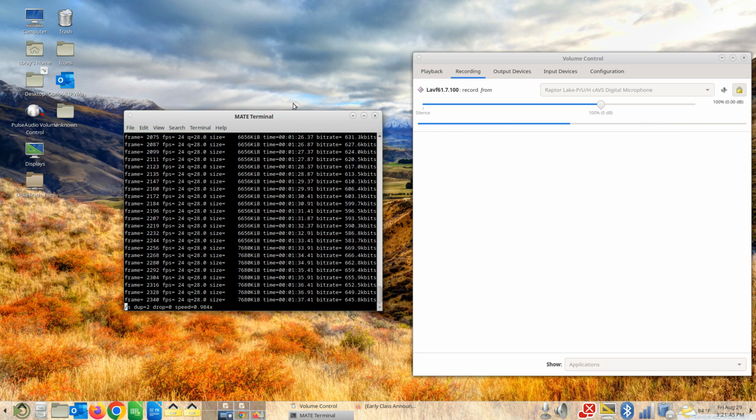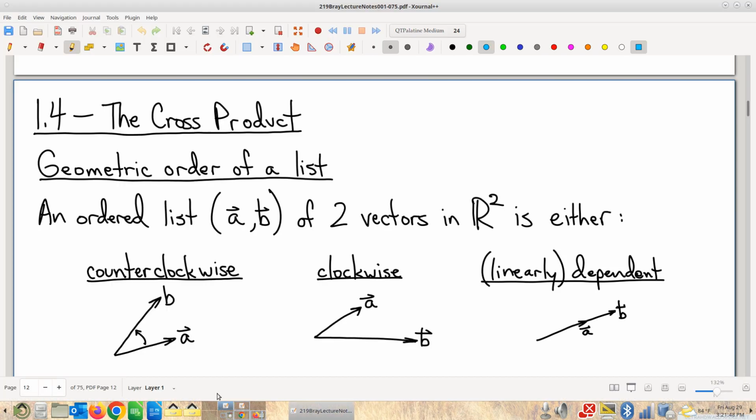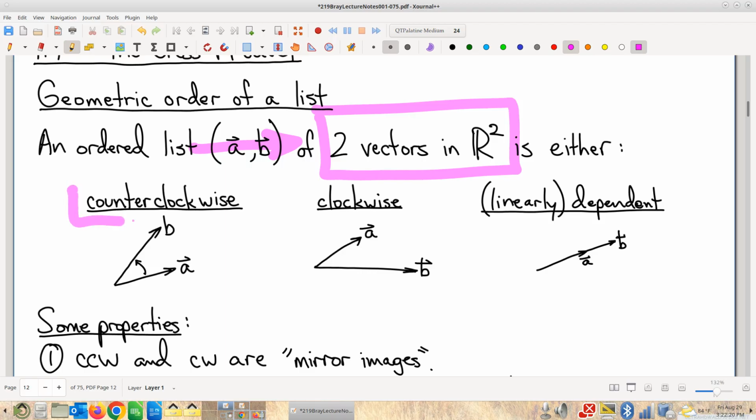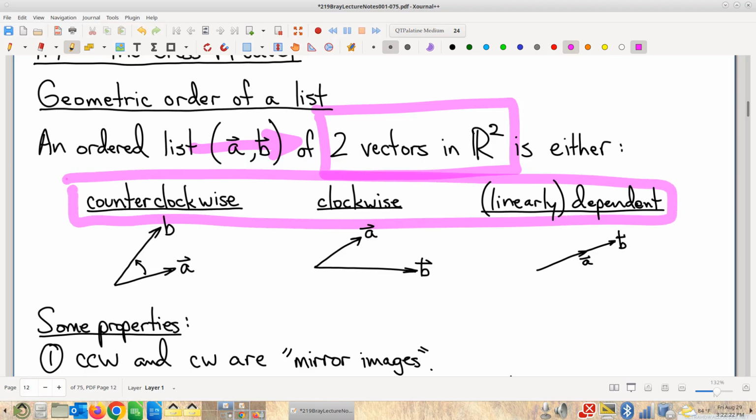Okay, all right. So back into the math, and here's what we were talking about last time. We just barely started into section 1.4. In particular, we talked about this idea of the geometric order of a list. This is one way to make a geometric description of an order, right? Of a list. And remember, we talked about when you have a list, specifically 2 vectors in R2, with the idea that one of them is first, the other one being second, right? The order mattering. That list is always going to be one of these 3 things. It's either counterclockwise or clockwise or linearly dependent.